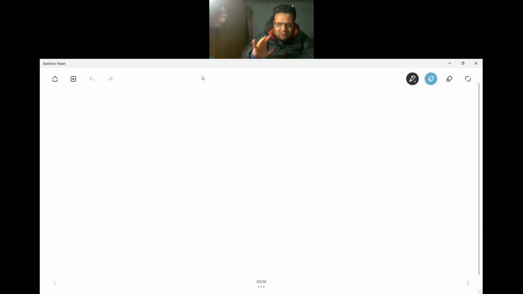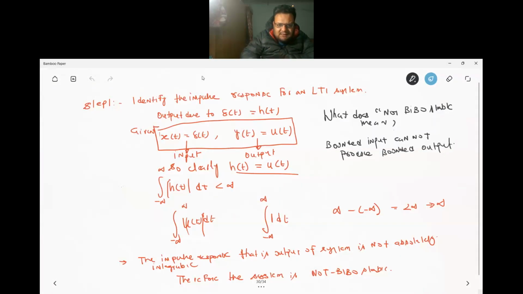Now, see here. So I got you the first part. The first thing is to identify the impulse response for an LTI system. So what is given here? The given data I have already written there. X of t is your impulse function. Y of t is your unit step function. So clearly, the system's output h of t is equal to u of t, right? So it's quite clear the system's impulse response, h of t, happens to be equal to u of t.